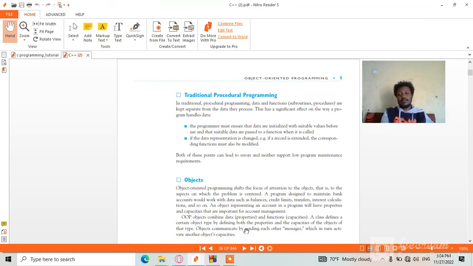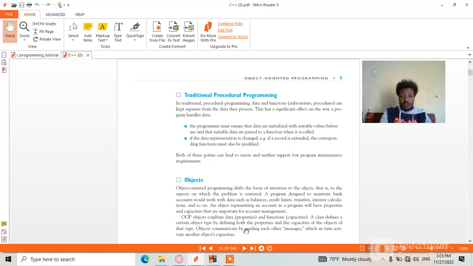Ways and procedures. Ordered means procedures. So nowadays procedures are kept separate from the data they process. There is a key point: separate from the data they process means that most of the time we can call it data and functions.